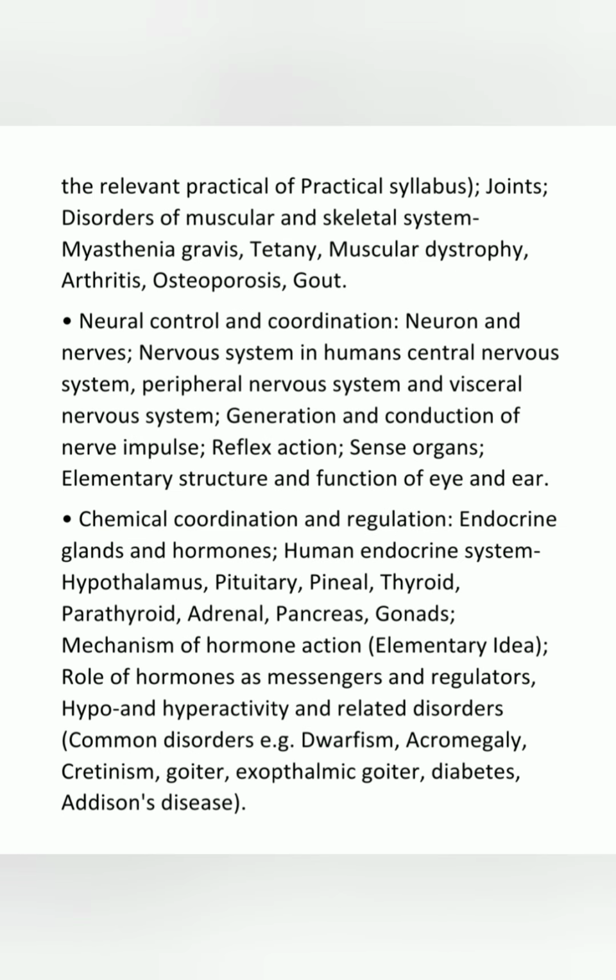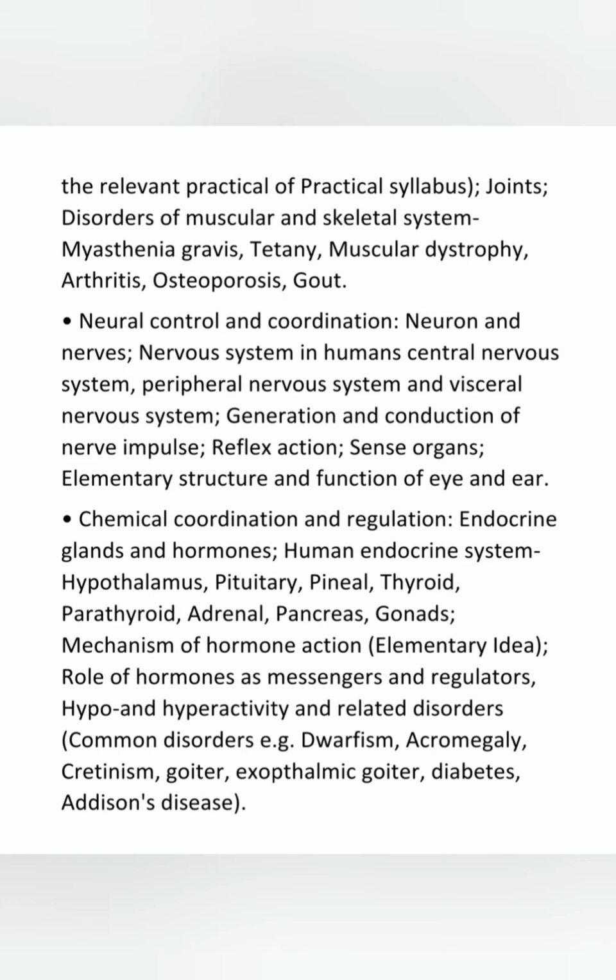The relevant practical syllabus, joints, disorder of muscular and skeletal system, myasthenia gravis, tetany, muscular dystrophy, arthritis, osteoporosis, gout, etc.